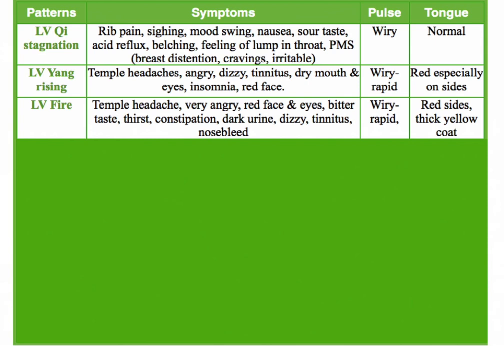The person will be rageful. I call that the Tasmanian devil pattern of TCM. If you know who the Tasmanian devil is, he was a cute little cartoon that had smoke coming out of his ears. And that's pretty much the liver fire, right? So you're on fire, you have smoke coming out of your ears. There is thirst, of course, because there's fire, constipation, dark urine, because this person's fire is drying all the fluid.